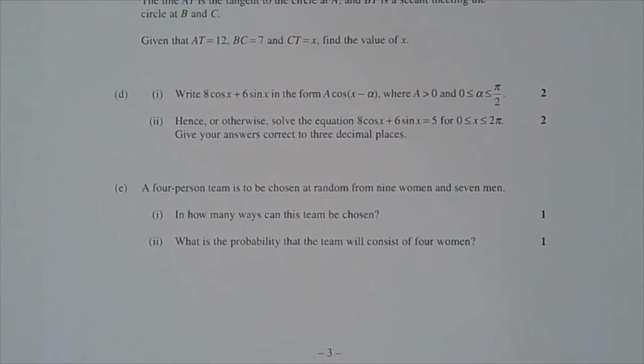Question 2E. A 4-person team is to be chosen at random from 9 women and 7 men. Part 1. In how many ways can this team be chosen?